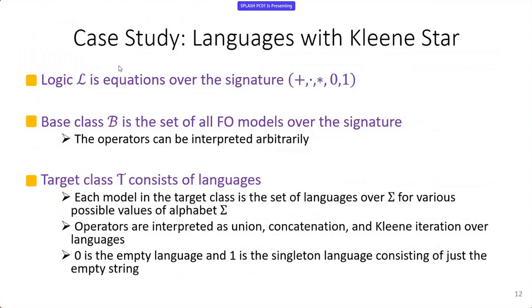Now, the base class is arbitrary first order models, which means the operators can have any interpretation. This is actually quite different from modal logics because what we're saying here is that we have a model in mind whose operators have some semantics that we know or that we might be able to code up, but we're trying to axiomatically describe this class by relating the operators.